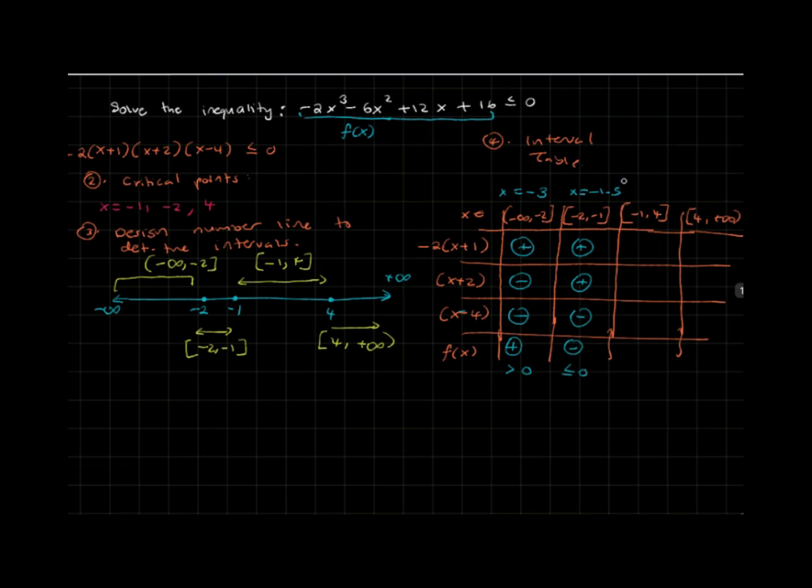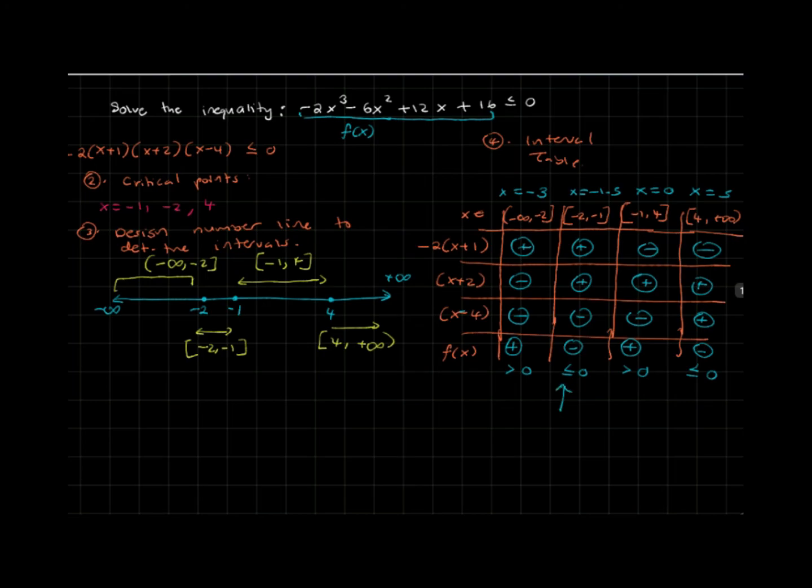And you keep doing this for the other 2 intervals. For this one, I'm going to pick x equal to 0 because it's easy. 0 plus 1, positive 1 times negative 2 is negative. 0 plus 2 is positive 2, so it's positive. 0 minus 4 is negative 4, and then this adds up to a positive, right? Negative times positive. So this is greater than 0. And then for the last interval, from 4 to positive infinity, I'm going to let x equal 5. In this case, you get 5 plus 1, which is 6, times negative 2, which is negative 12, so it's negative. 5 plus 2 is 7, so it's positive, and 5 minus 4 is positive. So this is negative. So this is less than or equal to 0.